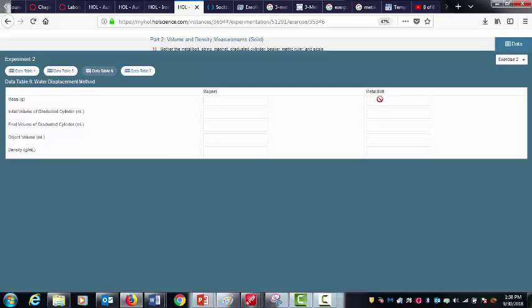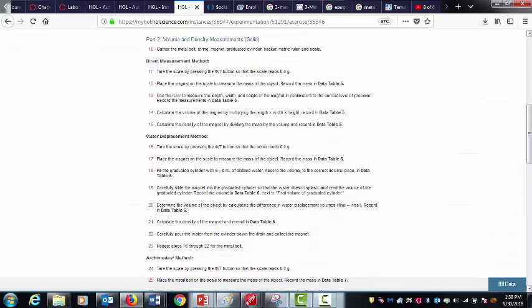And we'll do the same thing for the metal bolt. You cannot calculate the volume of the metal bolt because it's not a regular shape. So water displacement is one of the few ways that you can calculate the volume and thus the density of the metal bolt. The last method is Archimedes' method.